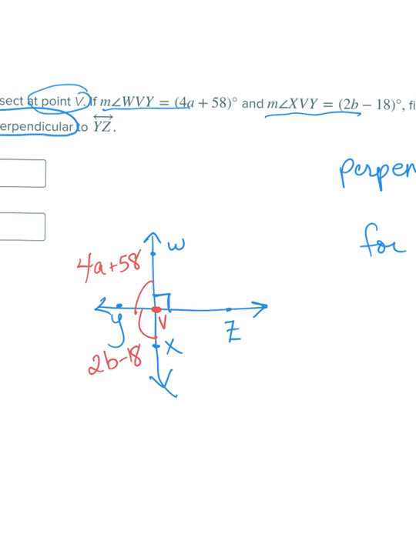Okay, now, when two lines intersect or are perpendicular to each other, you don't have just one right angle, because remember, each of these are lines. So that means if one angle is 90 degrees, 180 minus 90 is 90. So all 4 of these angles will equal 90 degrees.